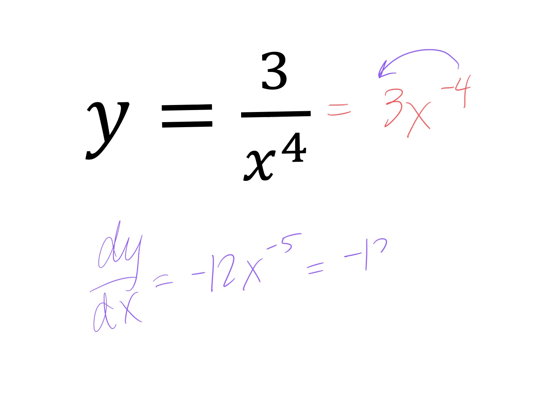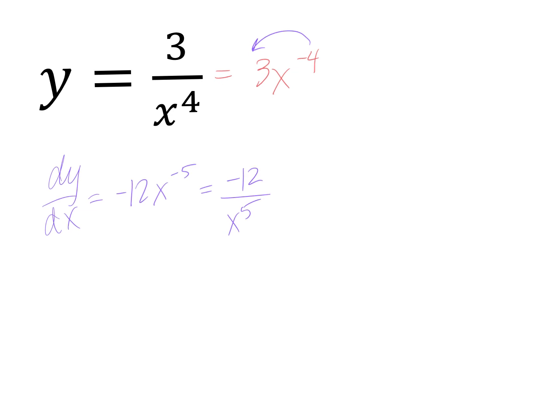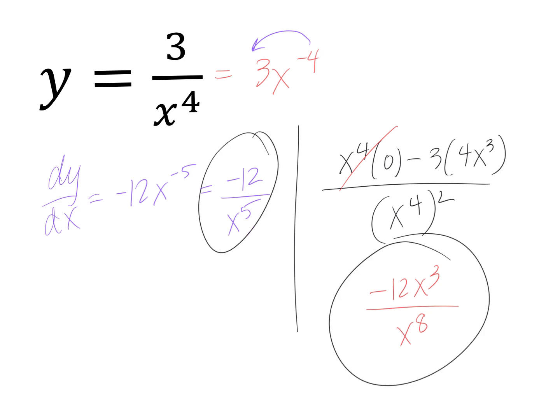Is that the same as negative 12 over x to the 5th? Yeah. Now, was that easier? Or could you have done quotient rule? You do not need to write this down, but could you have done quotient rule and gone low d high minus high d low all over low low, 0 times anything 0, and I would have gotten negative 12x cubed over x to the 8th. Is that the same as negative 12 over x to the 5th? Yeah. Isn't there a lot more room for mistakes over there? Yeah. So I would say, let's stick with this.